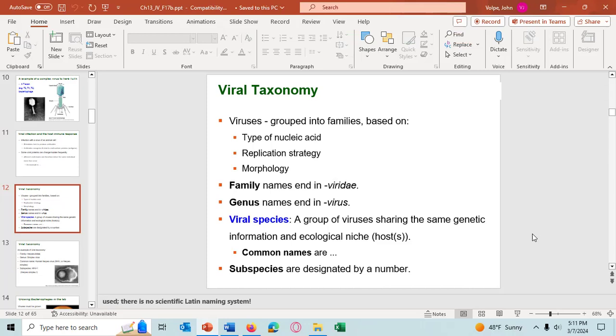Viruses, let me see if I can remember this. King Peter's son came over from.